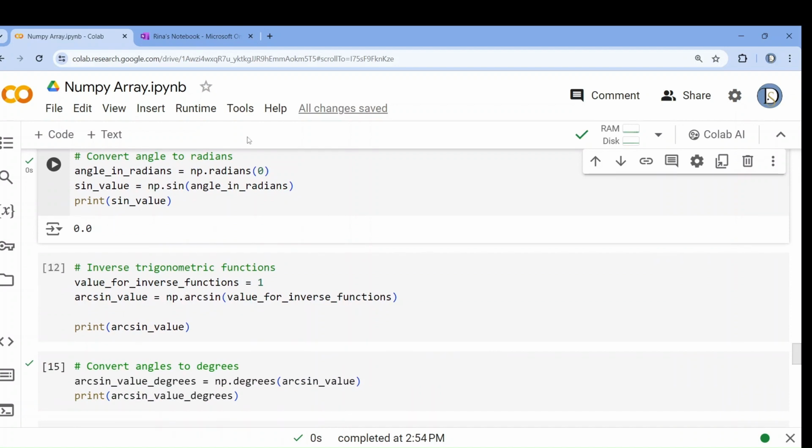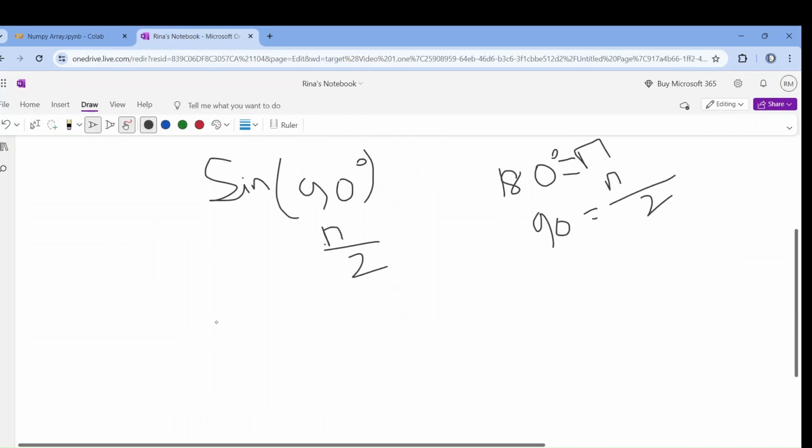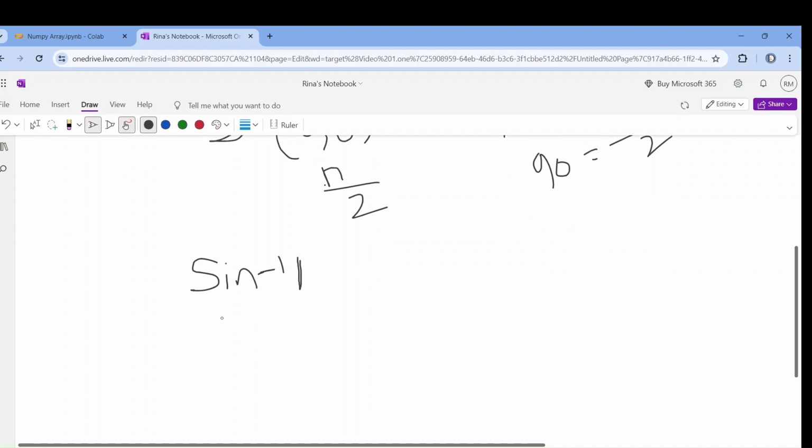Now, values for inverse functions. You know inverse functions? Suppose I want sine inverse of, sine inverse of which value have I taken here? 1. Okay, 1 means 90 degrees, we have just checked. So, we want sine inverse of 1. How to calculate it mathematically?